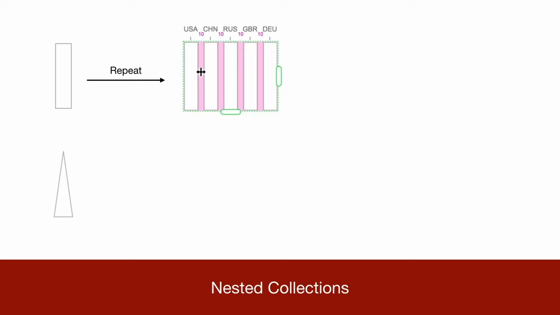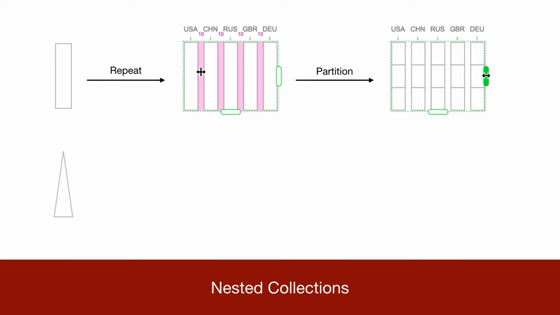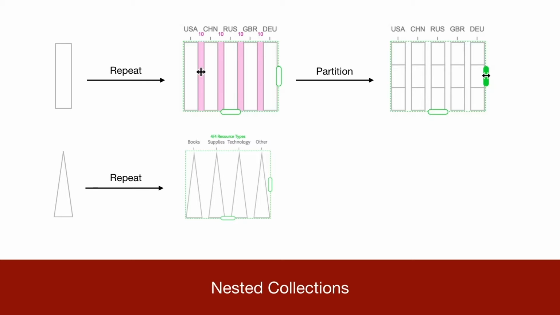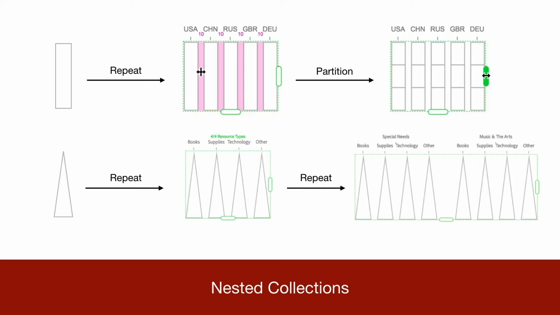Collections can also be nested. So for example, I can first repeat a rectangle by country, and then I can partition each rectangle by medal type. So this quickly gives us a structure which will be ideal for a stacked bar chart. Similarly, as you have seen in the demo, we can repeat a triangle by a type of resource, and then we can repeat the entire collection again by a different variable to create this complex structure.